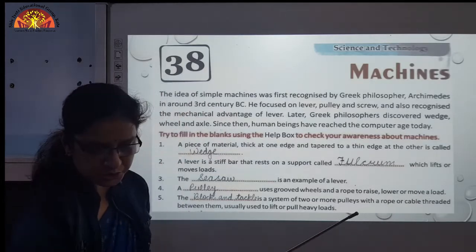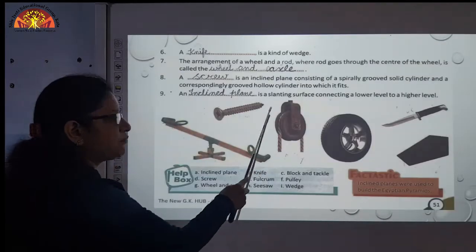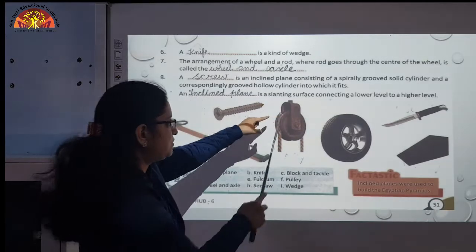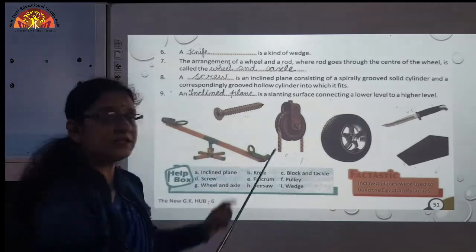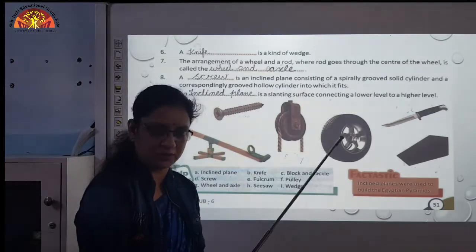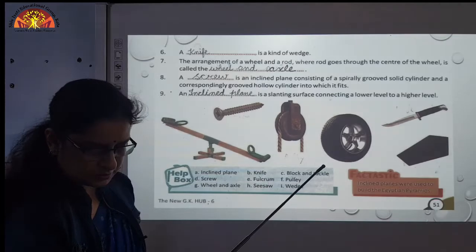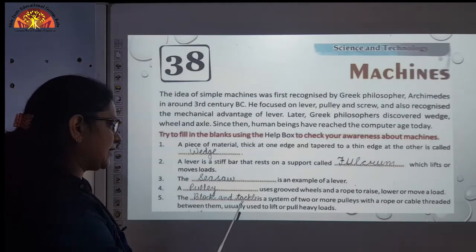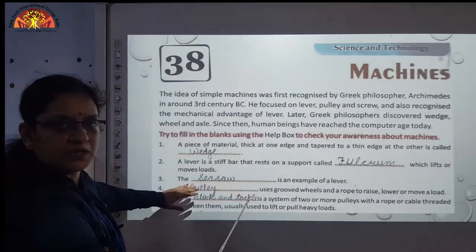I am going to show you a picture. This is an example of pulley. You can see, grooved means depression. There is a rope in it, and where do we see this, children? You have seen it many times at a well to fetch water. We use pulley there. Now the next is number 5, the block and tackle. This is associated with pulley.